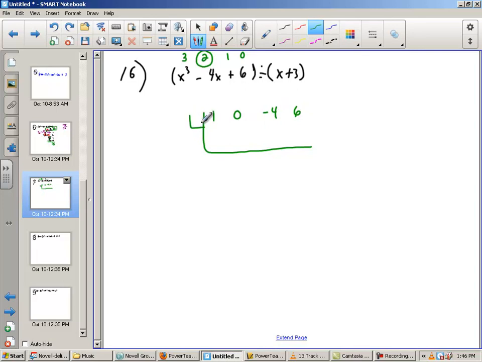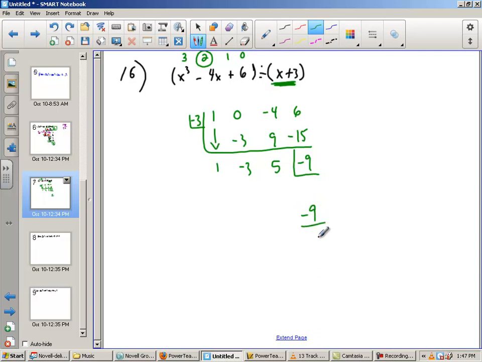Over here, I always put the number that makes this 0. Well, that'd be a negative 3. And now I can start the process. If I bring the 1 straight down, to get back in I need to multiply by negative 3. So 1 times negative 3 is negative 3. I add 0 plus negative 3 is negative 3. Negative 3 times negative 3 is 9. Negative 4 plus 9 is 5. And I get negative 15. That produces a remainder of negative 9.